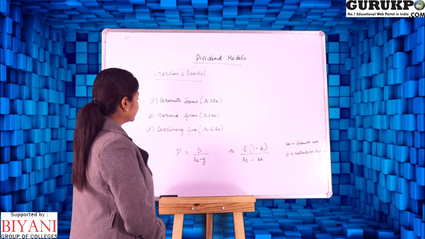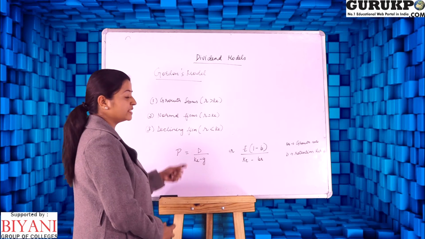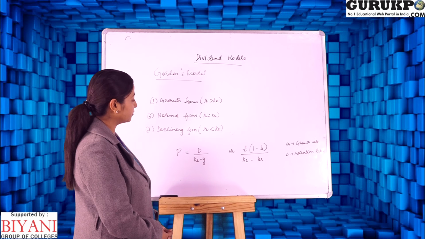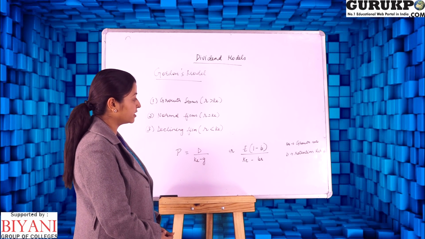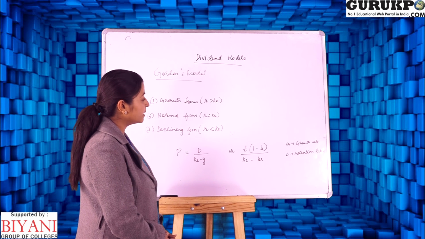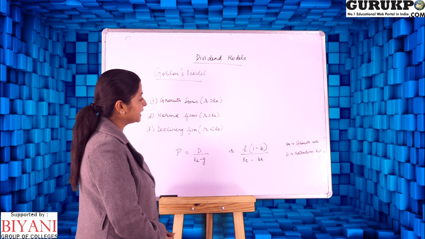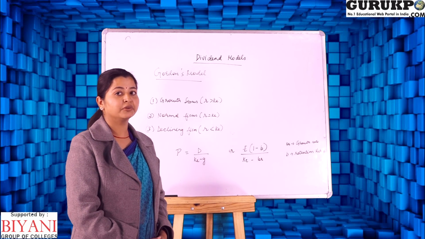Its formula is D divided by KE minus G. D is dividend per share, KE is cost of equity and G is growth rate. There is one more formula: E is earning per share, times (1 minus B), where B is retention ratio, divided by KE minus BR. KE is cost of equity and BR stands for growth rate.